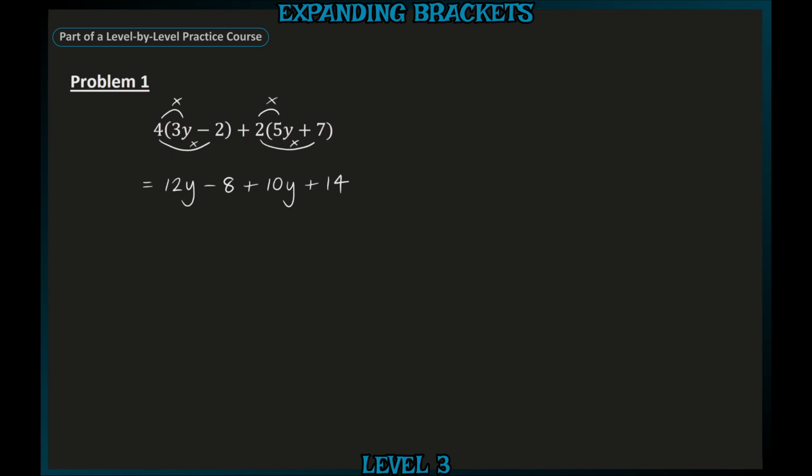Now that we've expanded these, we can collect together the like terms. So starting with the y's, we have 12y plus 10y, which gives us 22y. And then moving on to the numbers, we have minus 8 plus 14, which is the same as 14 minus 8, and this gives us positive 6. So our final answer to problem 1 is 22y plus 6.